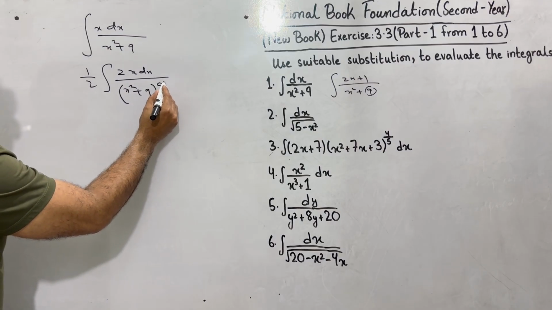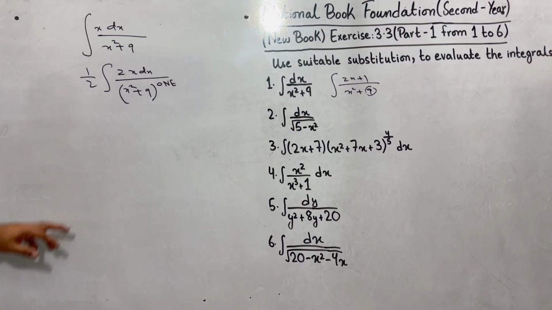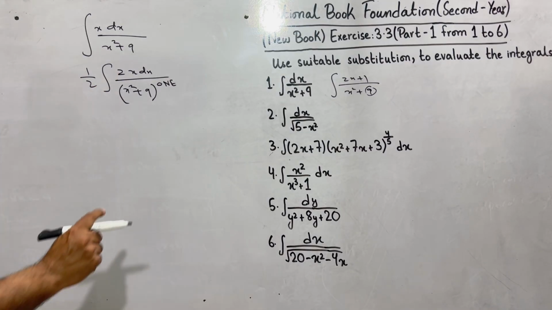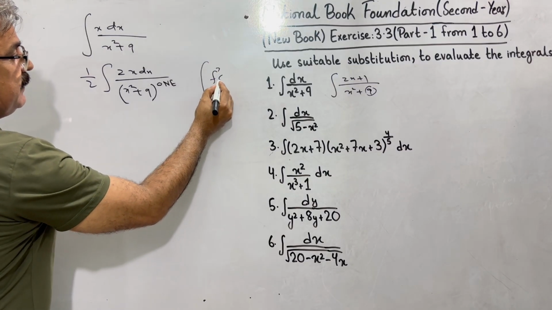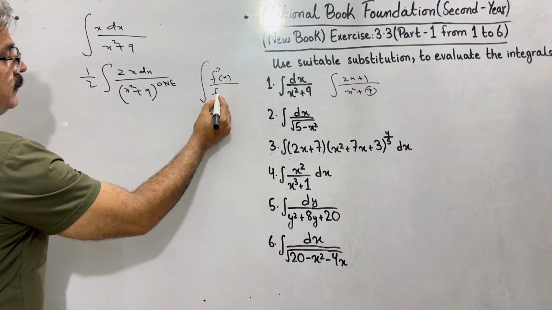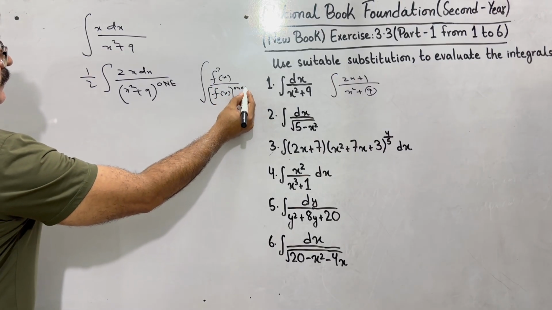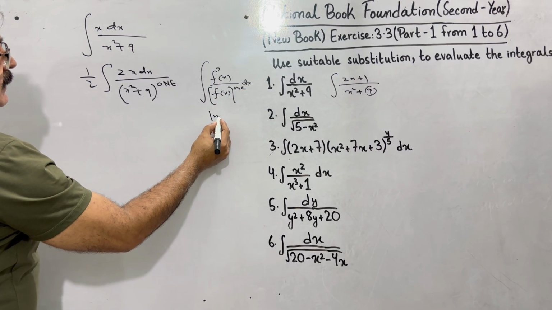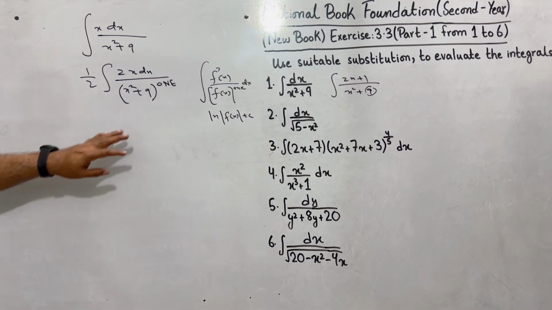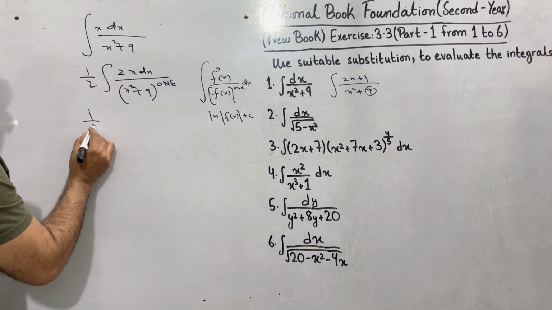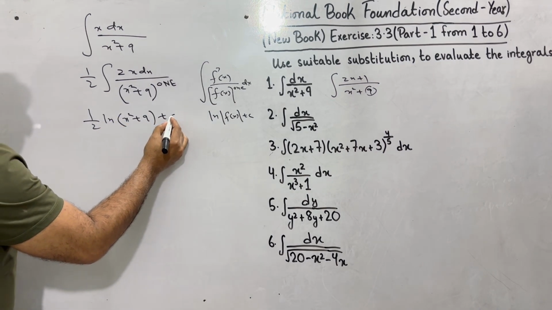The function is in the denominator and its differentiation is in the numerator, with the function having overall power 1. That is the situation we have discussed several times. Let's see once more: derivative over function having overall power 1 in the denominator is the case of ln. So it can be concluded as ln of x square plus 9 plus c.